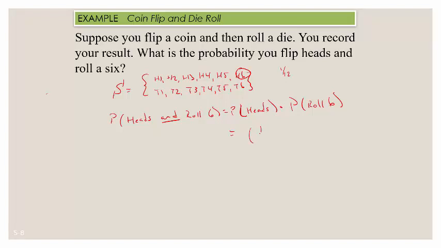So the probability of flip heads is 1 out of 2. Probability of roll a 6 is 1 out of 6. To multiply fractions, just multiply across. So 1 times 1 is 1, and 2 times 6 is 12. Look, you get the same thing. So this formula works.